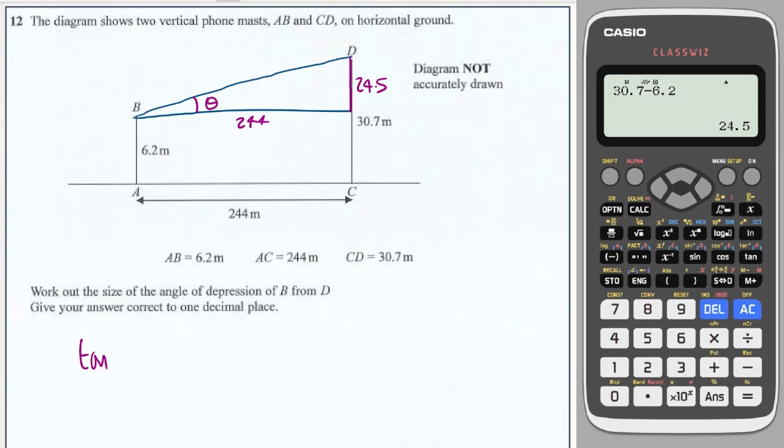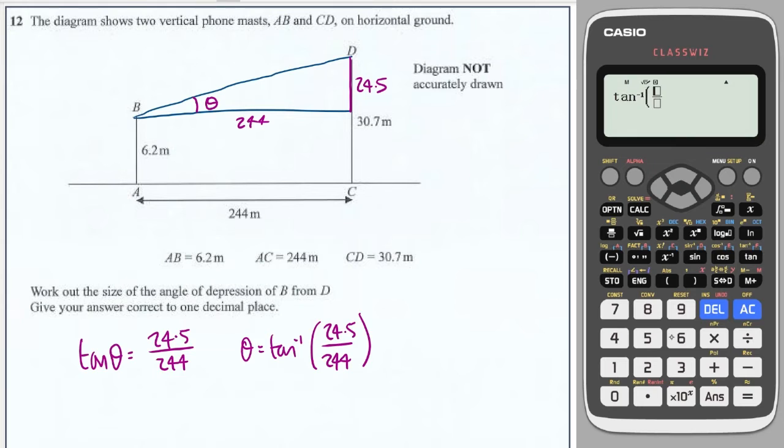Okay, so tan theta is the opposite over the adjacent. So theta is equal to tan to the -1 of opposite over adjacent. So put that into our calculator, making sure we're in degree mode. 24.5 over 244. And we get 5.73. Or 5.7 to 1 decimal place.